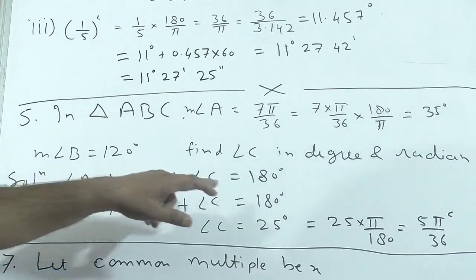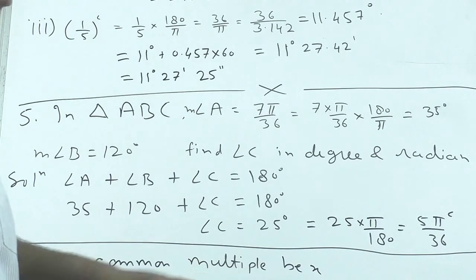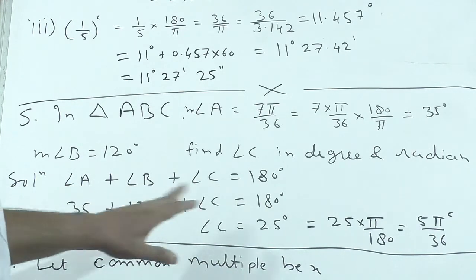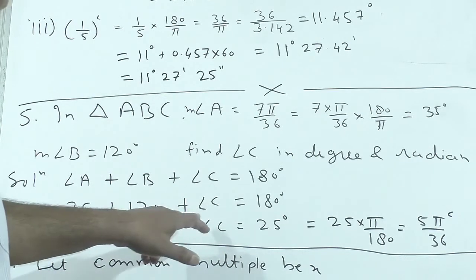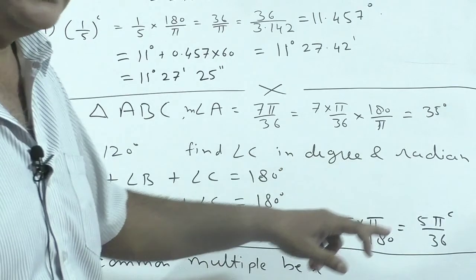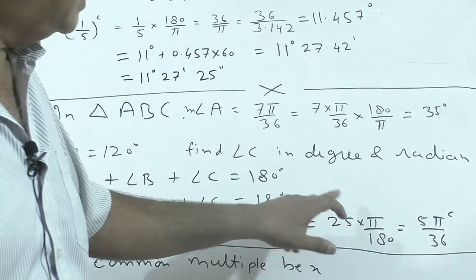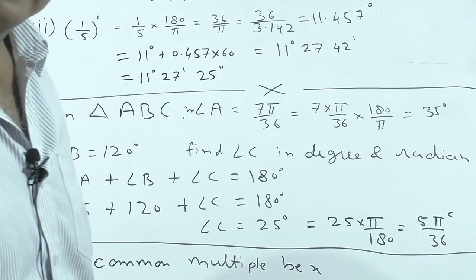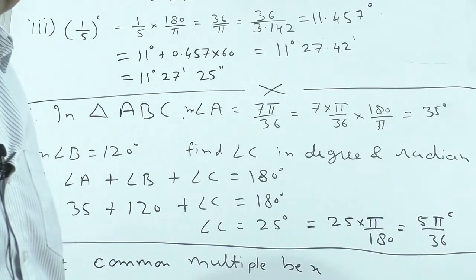So two angles you know, you can find the third angle. Angle A plus angle B plus angle C equal to 180. Angle sum property. So 35 plus 120 plus angle C is 180. Shifting, that you should know. Angle C is 25 degree. But the answer is asked in degree as well as radian. 25 into pi by 180, cutting, 5 pi by 36 radian. Understood? Easy.